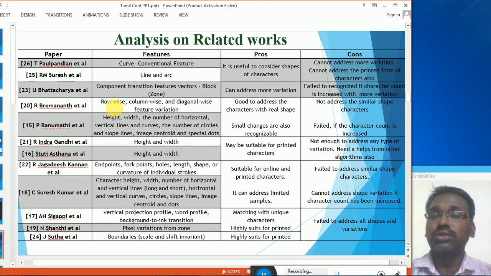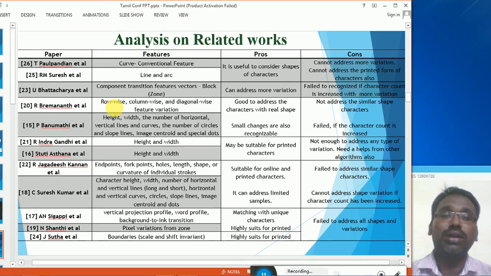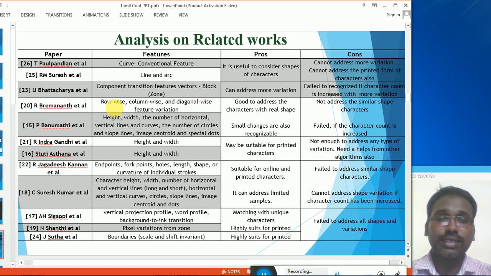This feature is also helpful for recognizing online characters and printed characters, but it can address only limited samples. That is, for a single character maybe 100 or 200 samples. We cannot address more than that, and it may give errors. It fails to address similar shape characters, and it cannot address shape variation if the character count is increased.